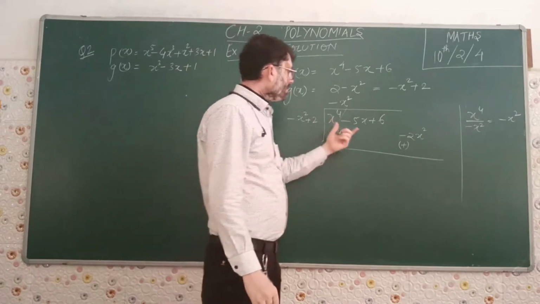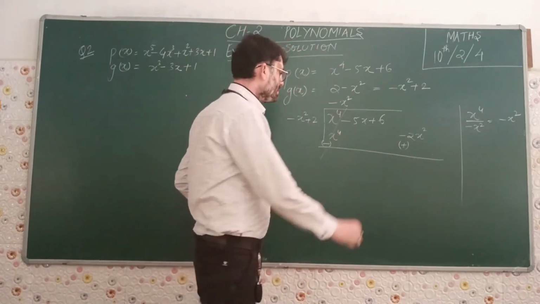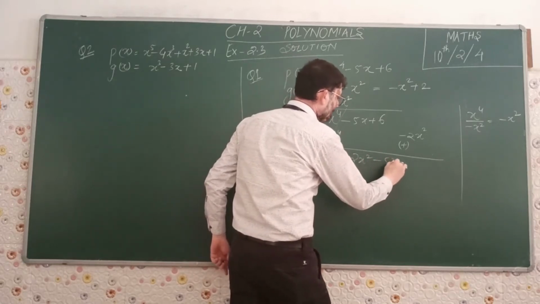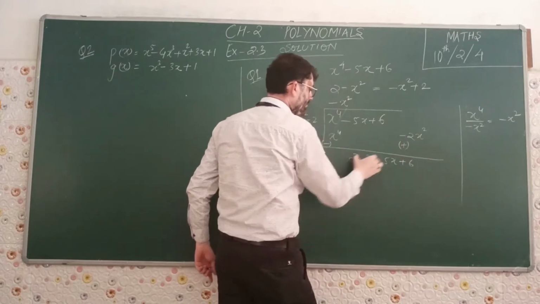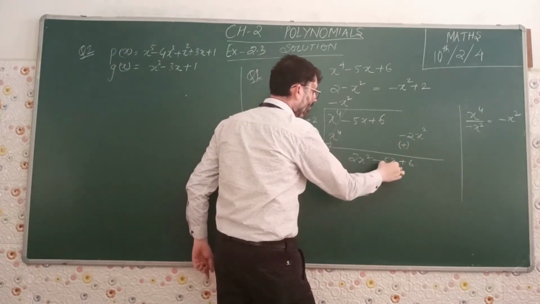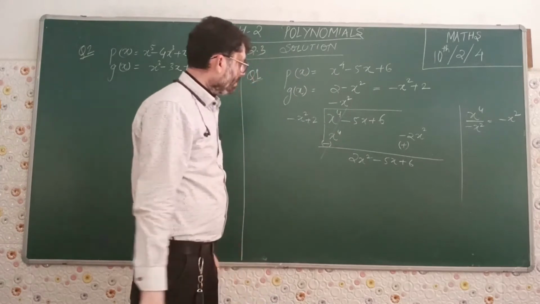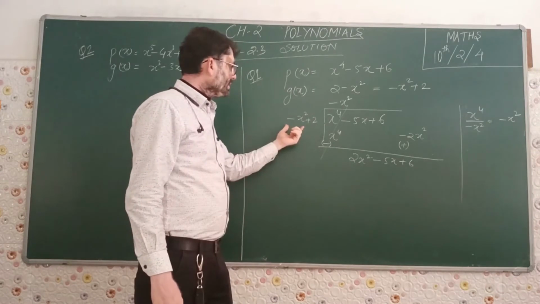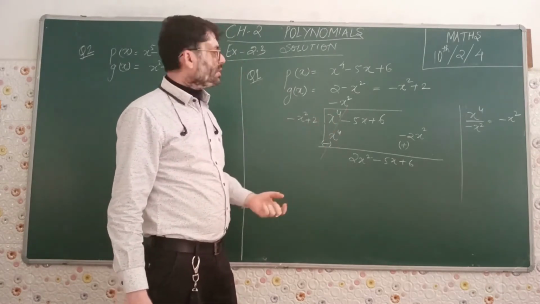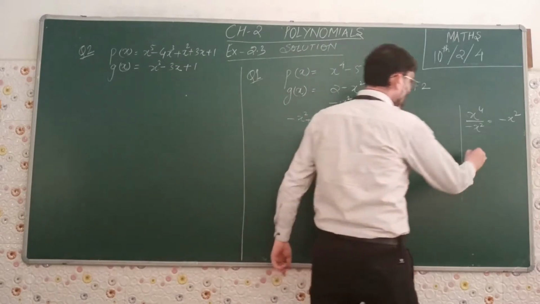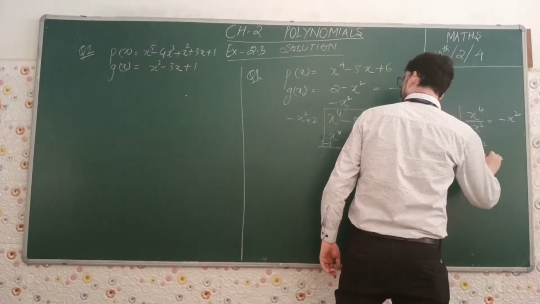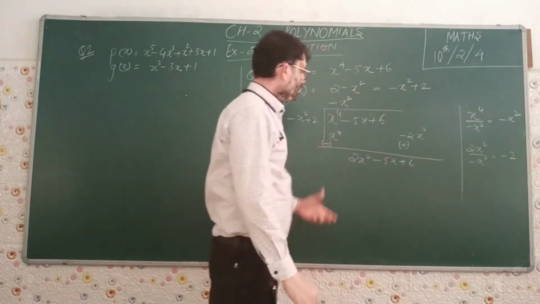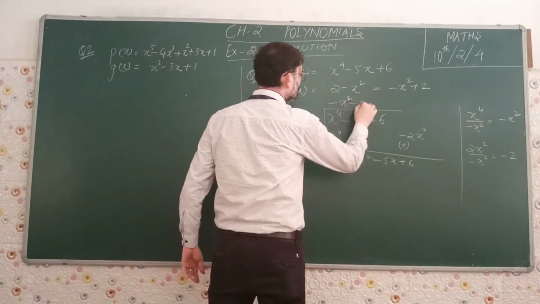Now the highest degree of x is 2, so it should be written first. So this is 2x square minus 5x plus 6. The highest degree first, of degree 2, then degree 1, and then 6. Again, we will divide 2x square by minus x square to get the next term for the quotient. So 2x square divided by minus x square is minus 2. So the next term in the quotient is minus 2.